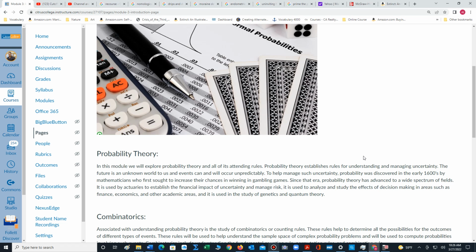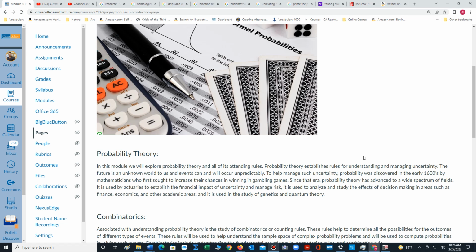In this video, we will introduce the basic concepts of probability theory. It was first discovered in the early 1600s by mathematicians who wanted to improve their chances in winning at gambling games. Since that era, probability theory has advanced to a wide spectrum of fields and professions.